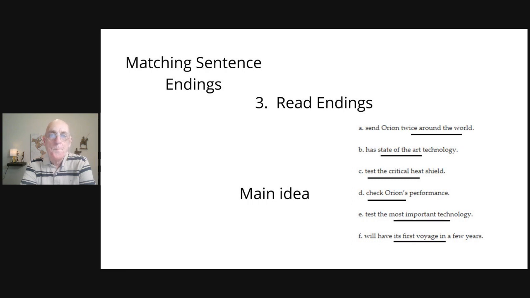State-of-the-art technology. Test the critical heat shield. So we have a purpose in this idea. Check Orion's performance. Again, another purpose statement and idea that we want to match to a sentence beginning. Test the most important technology. And here again, you can see how keywords like adjectives come into play, because we're not going to be interested in just any technology that the text refers to. We want to be aware of the most important technology.